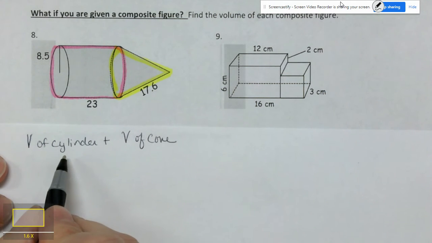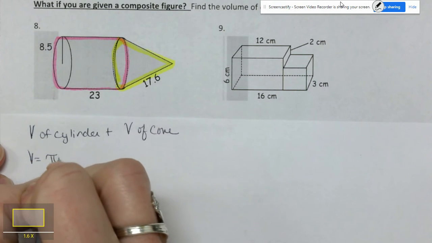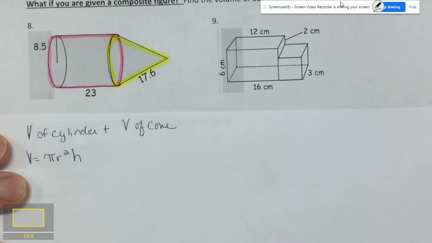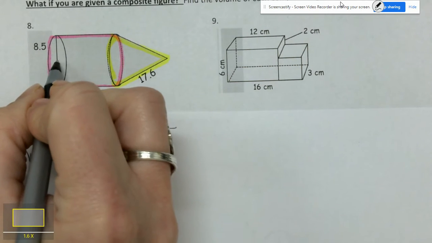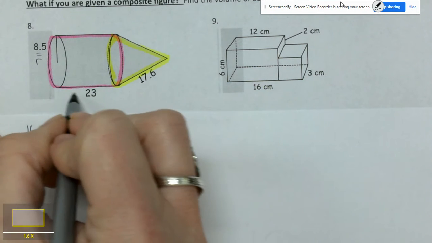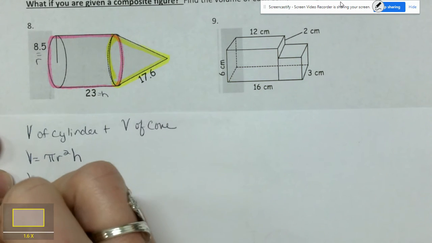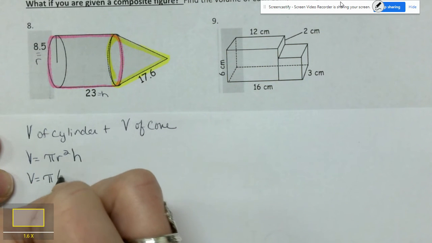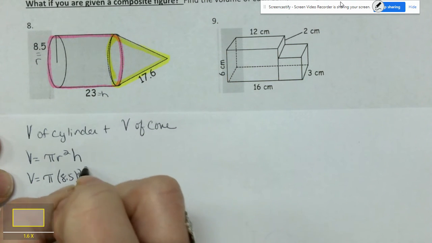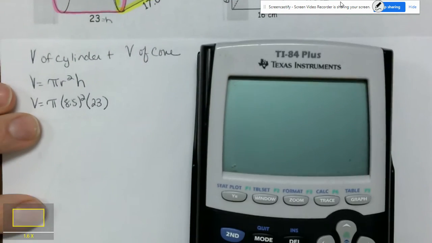If you remember back, the volume of a cylinder is pi r squared h. The r is the radius. We're given the radius here, that's 8.5. We're also given the height of the cylinder, it's 23. So we're going to key that in: pi times 8.5 squared times 23, in the calculator.